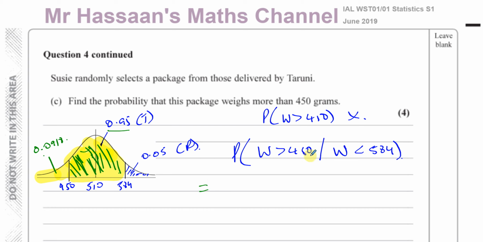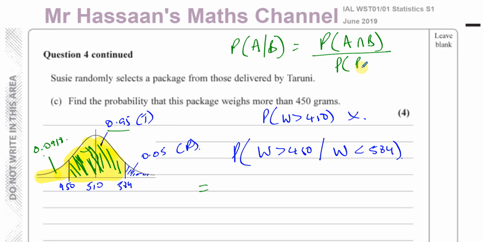So first of all, when you have a conditional probability, like the probability of A given B, you always have the probability of A intersection B over the probability of B. So A intersection B here would be this region that I'm mentioning now. So A intersection B here is basically the area that I've shaded over here. So as I said, from 584 below is 0.95, and this region here is 0.0918.